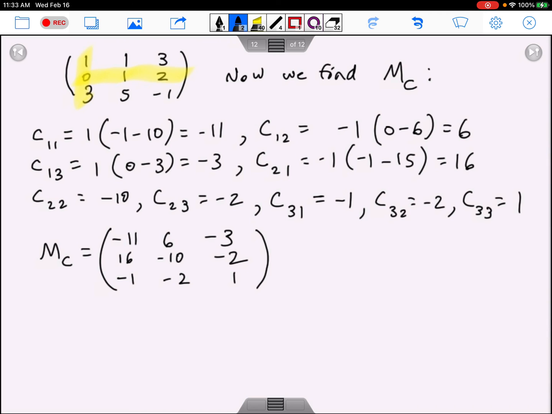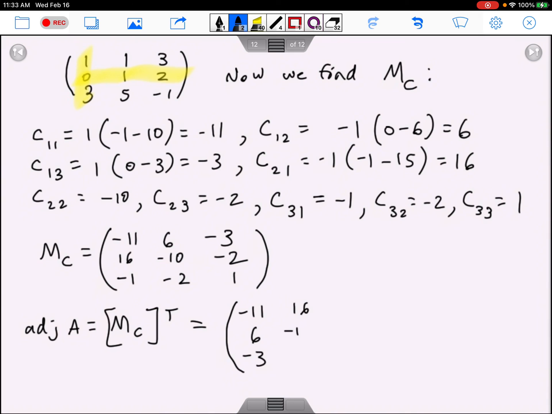Okay, and so we can find the adjoint then, right? The adjoint is going to be the guy that we just got, transpose. So if we do the transpose of that matrix of cofactors, we get the following. Okay, we found the adjoint. This is a lot of work, right? But we're ready finally to find the inverse.